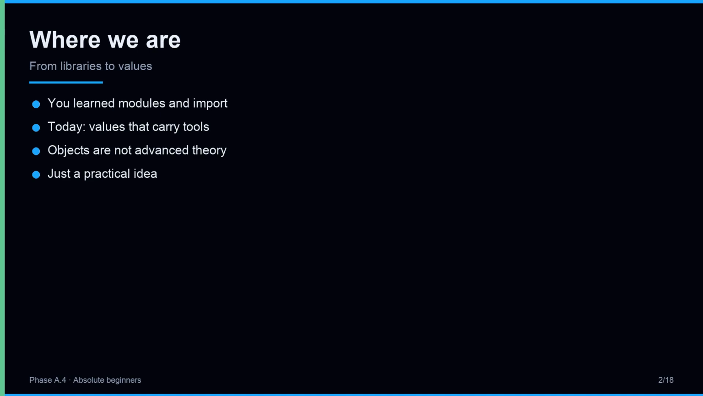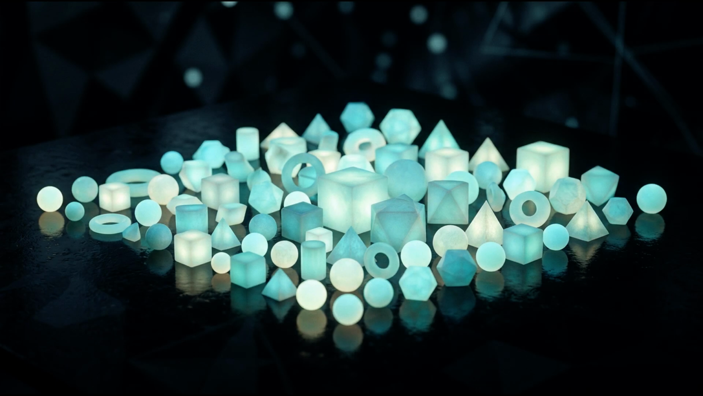In Python, a value like a string or a number is more than just data. It is an object, a value that carries things attached to it. This is not advanced object-oriented programming. It is a practical observation. Values in Python can do things, and today we learn how to see that. From libraries to values, numbers, strings, lists, functions, they are all objects. Same rule, always.